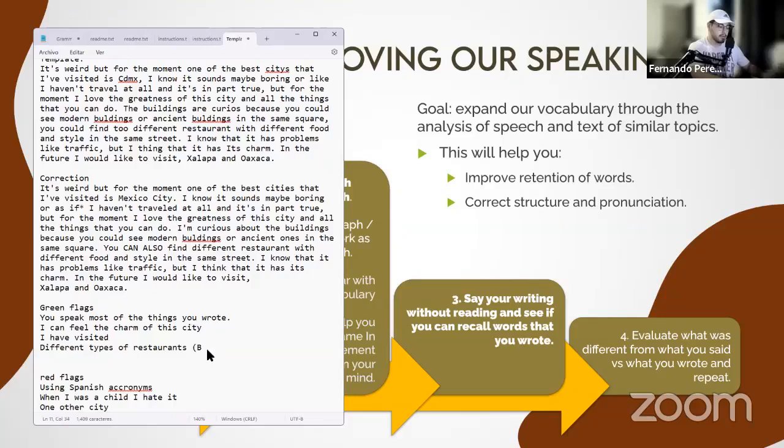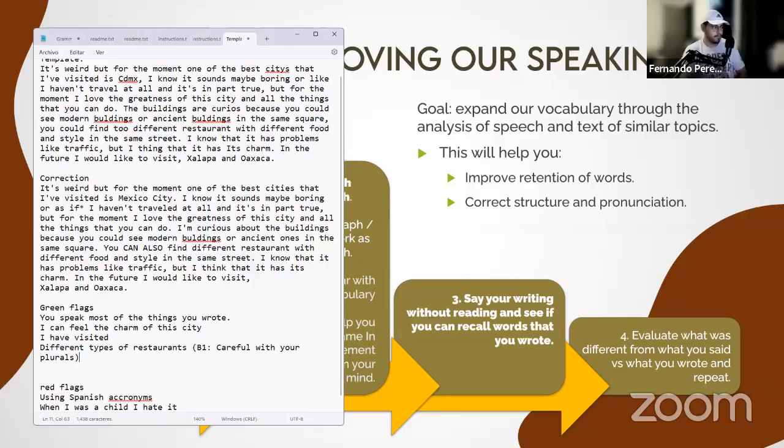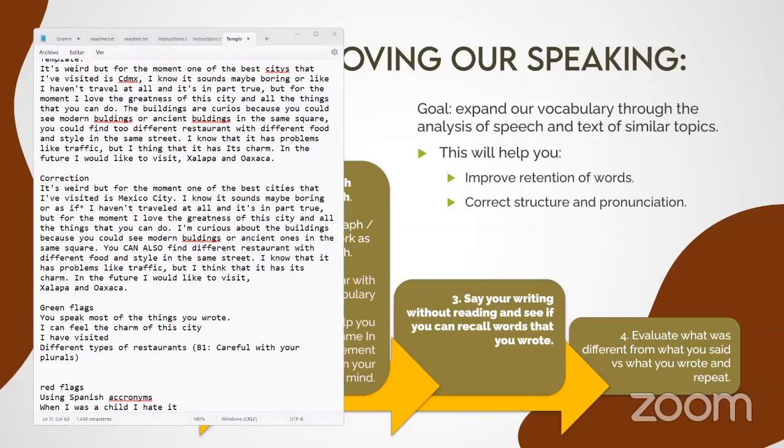B1 abilities, careful with your plurals. Always use plurals when it's necessary. If you are talking about types of restaurants, don't forget that part. Understood, everybody? Yes, understood, teacher. Cool.